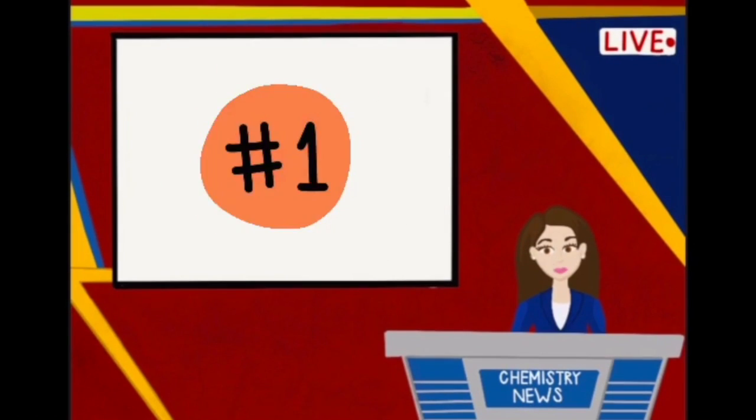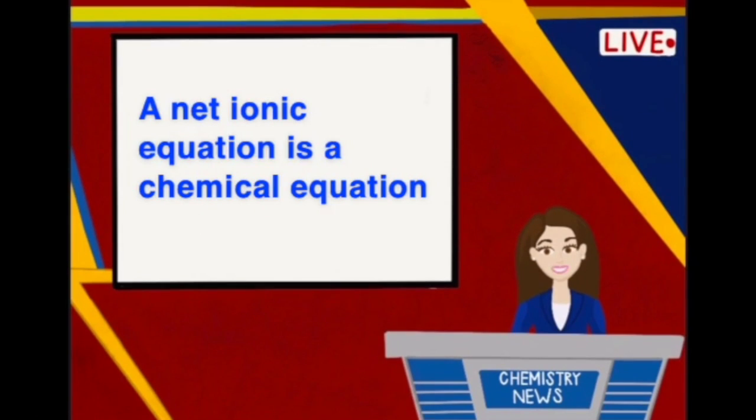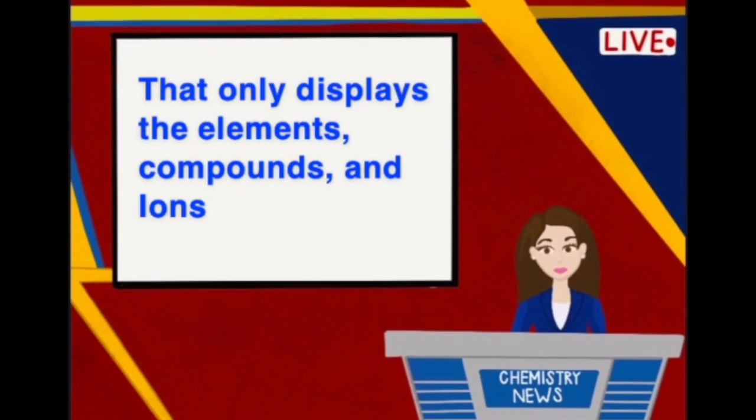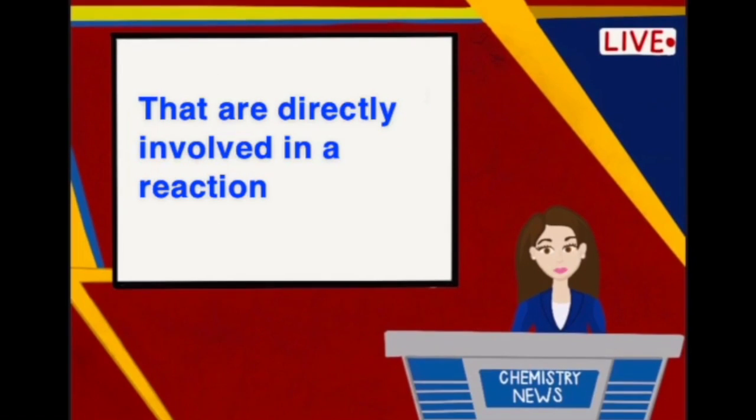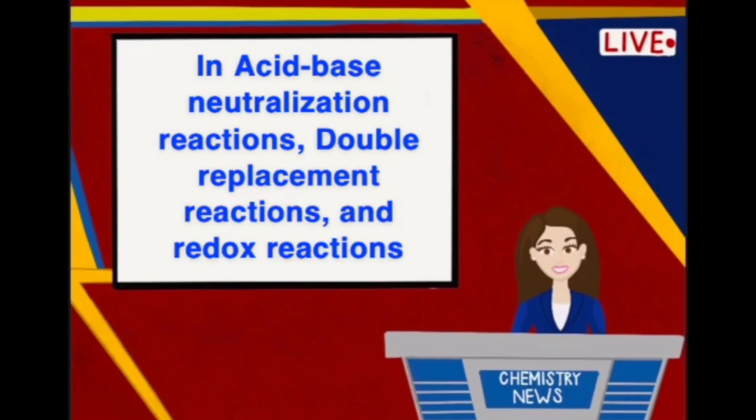The first thing you need to know about net ionic equations is what exactly a net ionic equation is and what it is used for. By definition, a net ionic equation is a chemical equation that only displays the elements, compounds, and ions that are directly involved in a reaction. A net ionic equation is commonly used in acid-base neutralization reactions, double replacement reactions, and redox reactions.